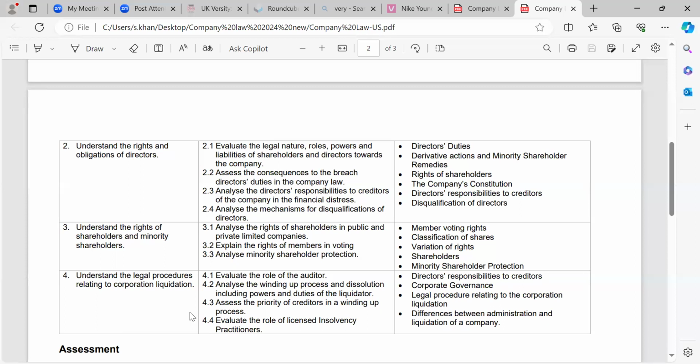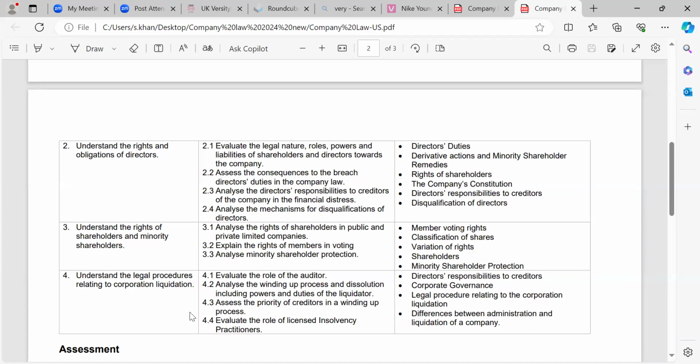We then went on to 4.2, which looks at analysing the winding up process and the dissolution, including powers and duties of liquidators. We looked at the winding up process and what it involved, including the powers and duties of liquidators, which involves understanding the legal framework and procedural steps involved in winding up a company's affairs. So we looked at the commencement of winding up, which is that winding up may commence voluntarily by the shareholders or directors of the company, or involuntarily through a court order.